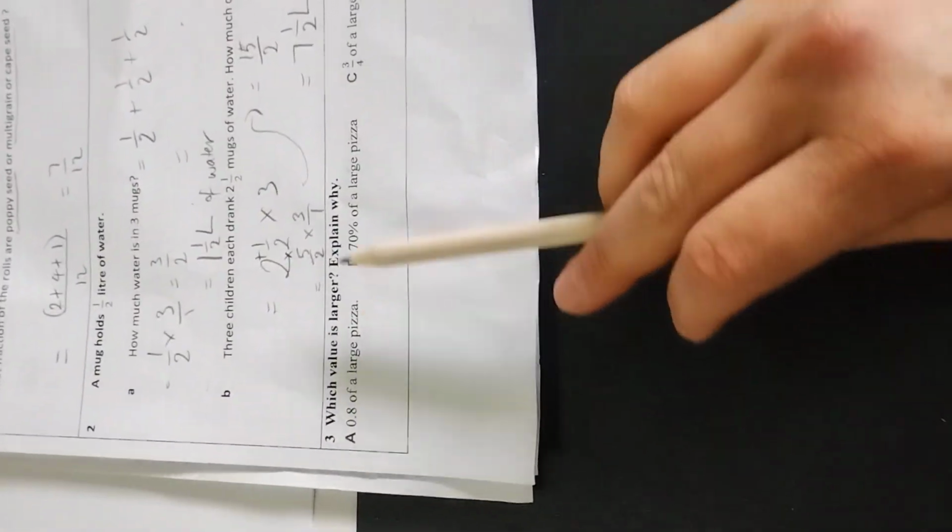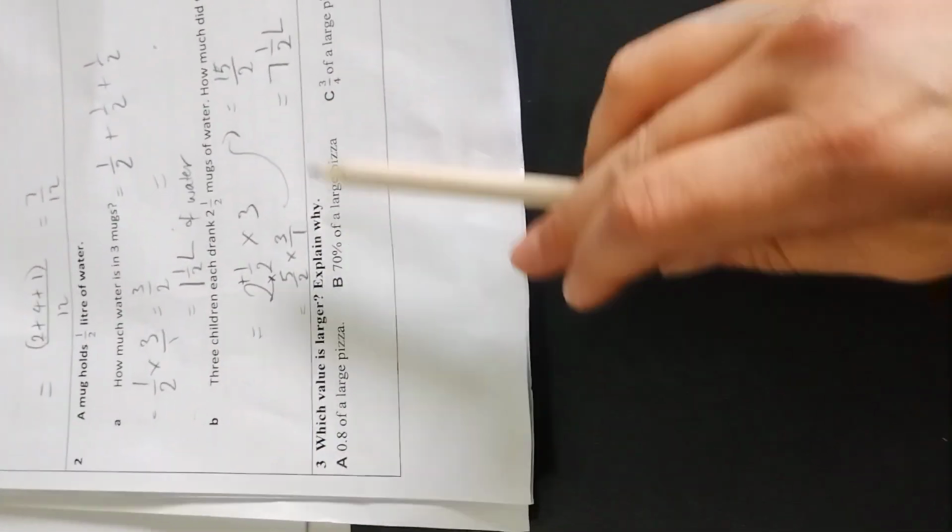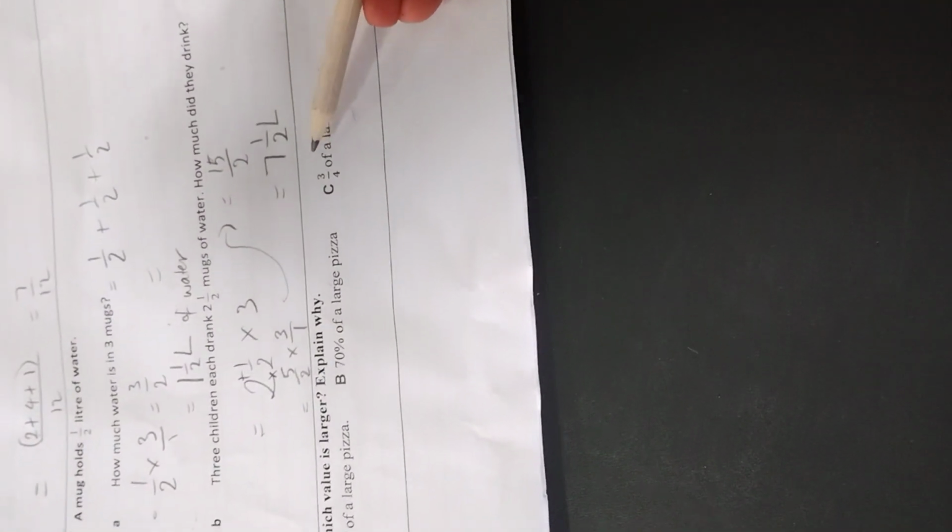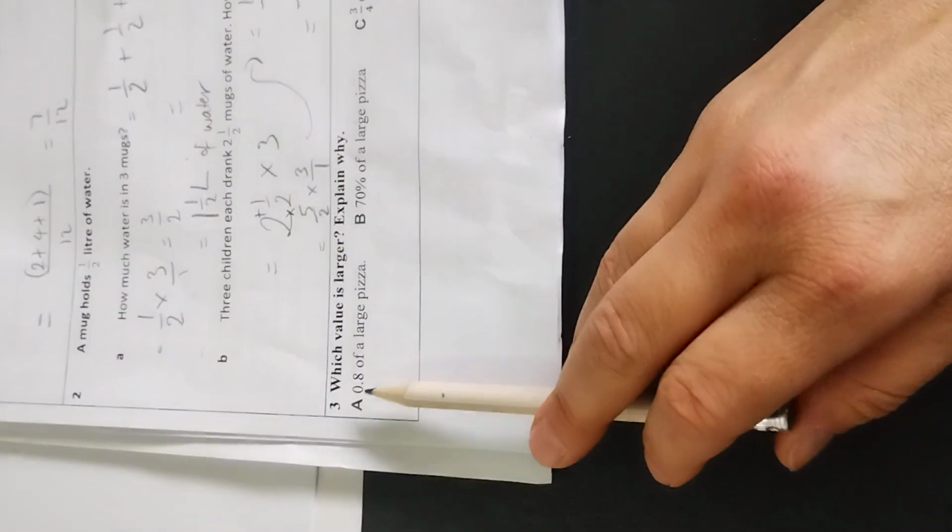With 3, which value is larger, and explain why. When we explain why, we can just show working out. Rather than just circling an answer, I'm going to show why I've come up with that answer. The best way to do this is to write each one as a decimal, or each one as a fraction, or each one as a percentage. By having them all in the same format, we can compare them a lot better. The problem with fractions is that we have to make sure the denominators are the same. So I think the best option is turning them into decimals.